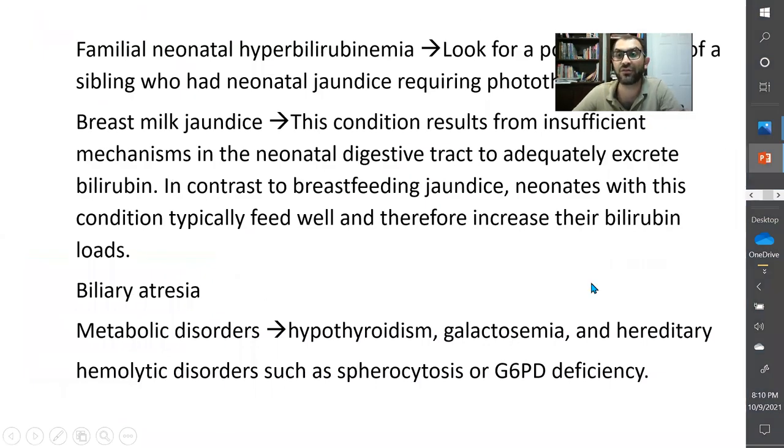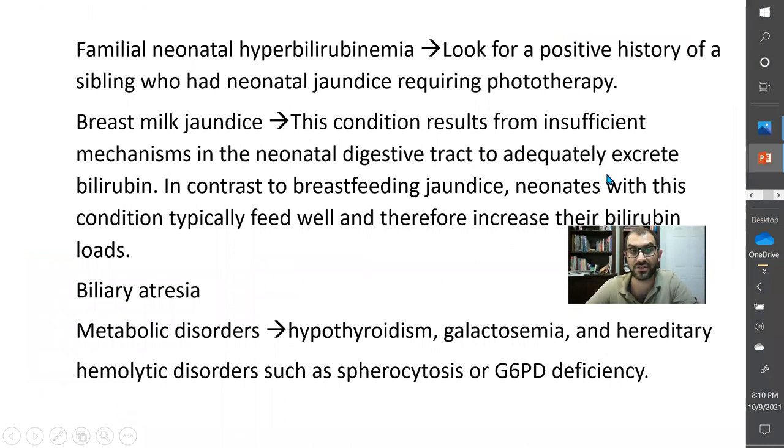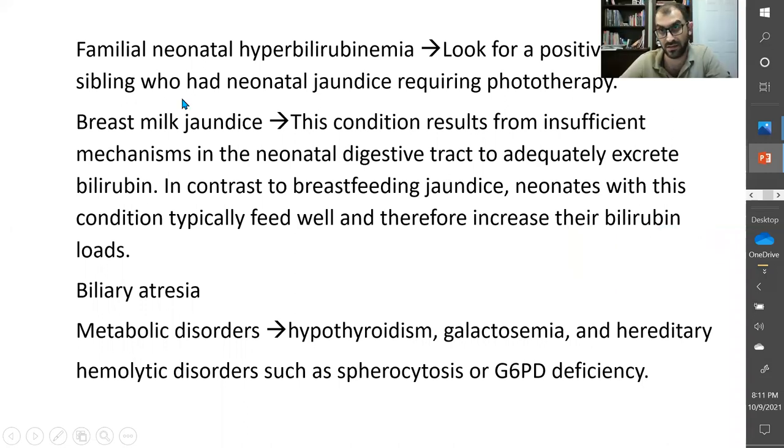Familial neonatal hyperbilirubinemia. Look for a positive history of a sibling who had neonatal jaundice requiring phototherapy. Usually it runs in the family. One of my mom's cousins, two brothers and one sister, right? Two of them needed phototherapy, one of them needed exchange.